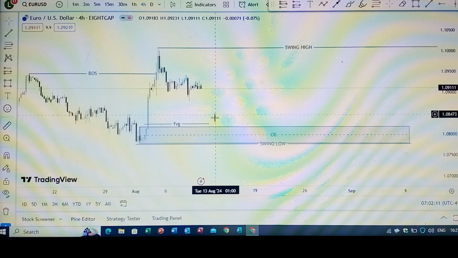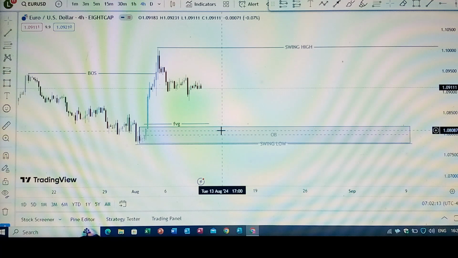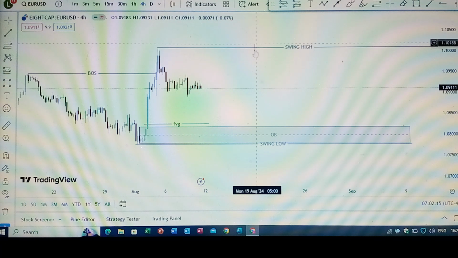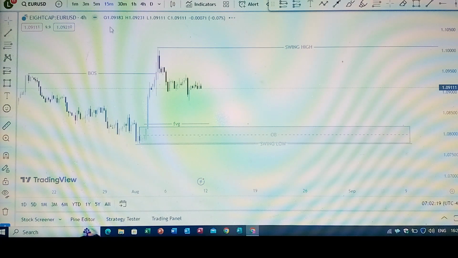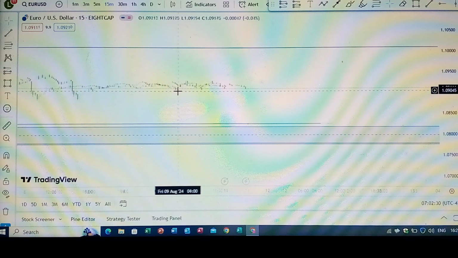So we're looking for price to pull back to these levels, look for a change of character on the 15-minute, then target the highs. Simply as that. So dropping down on the 15-minute time frame, let's check out what we have. This is a setup that I caught on Friday, yesterday.